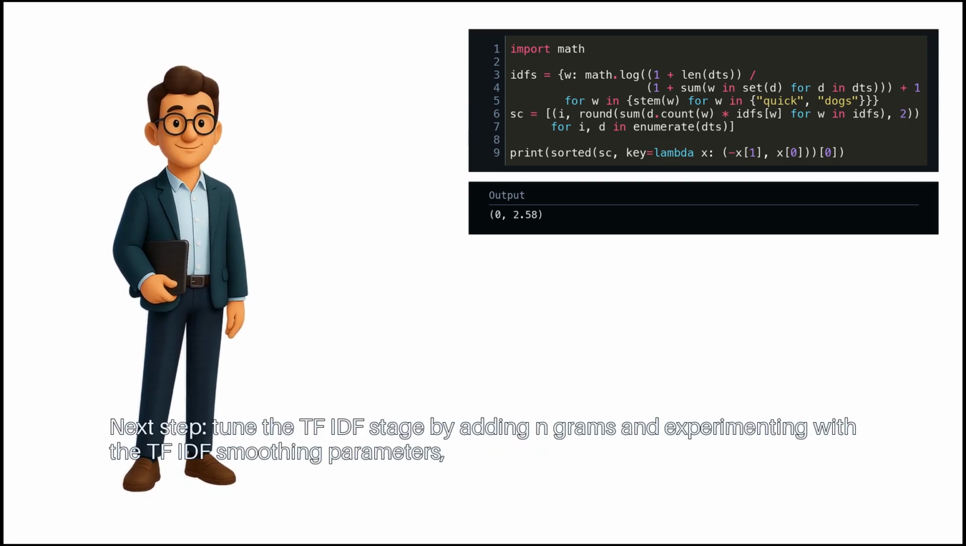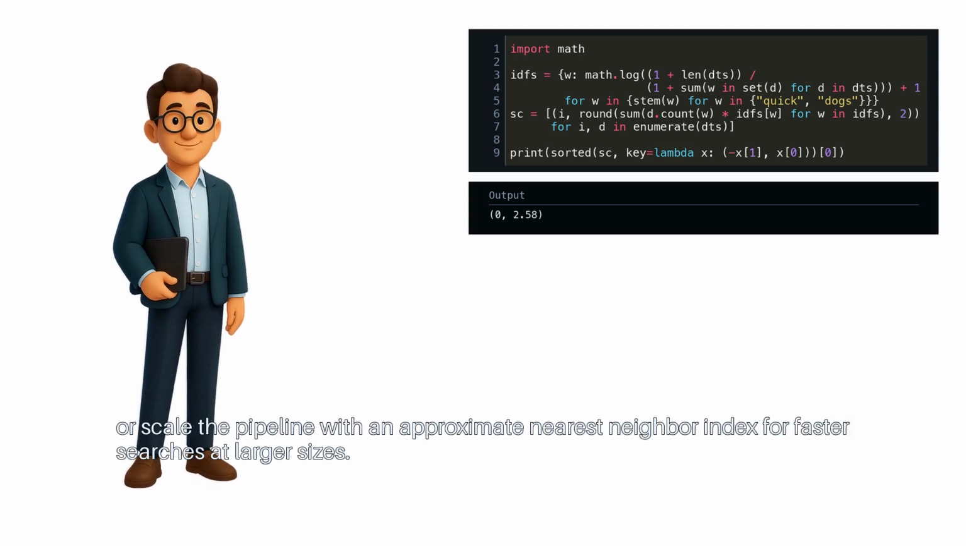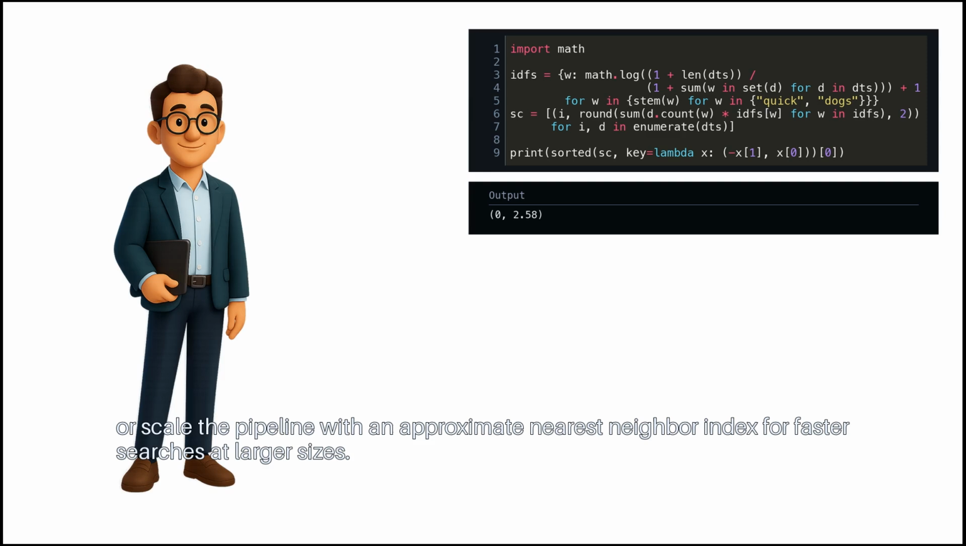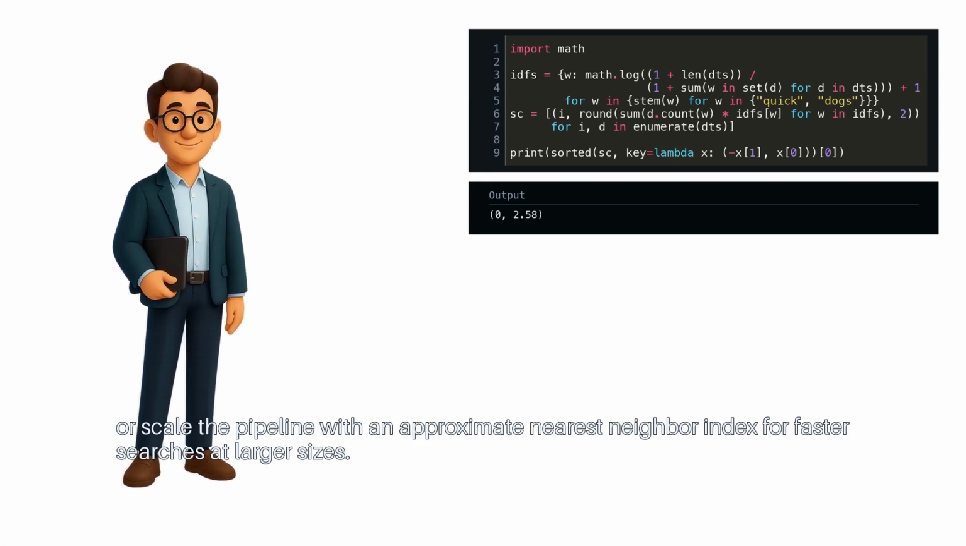Next step, tune the TF-IDF stage by adding n-grams and experimenting with the TF-IDF smoothing parameters, or scale the pipeline with an approximate nearest neighbor index for faster searches at larger sizes.